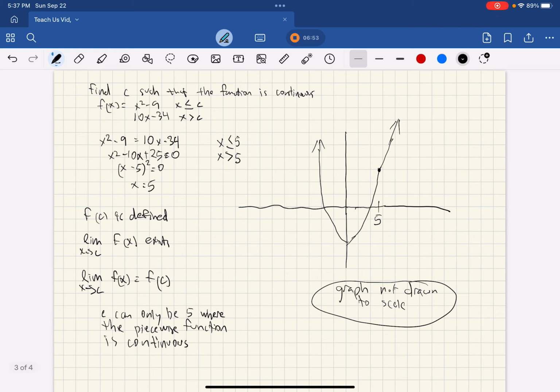So this graph is continuous. f of c is defined: every x value has a y value. The limit as x approaches c of f of x exists: the limit at 5, approaching from left to right and right to left, we're going to meet up at the same point where x equals 5. And the last one, the limit as x approaches c of f of x equals f of c, is the one we just did. And yeah, that's it.